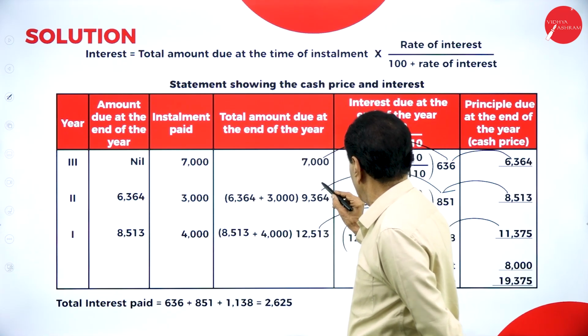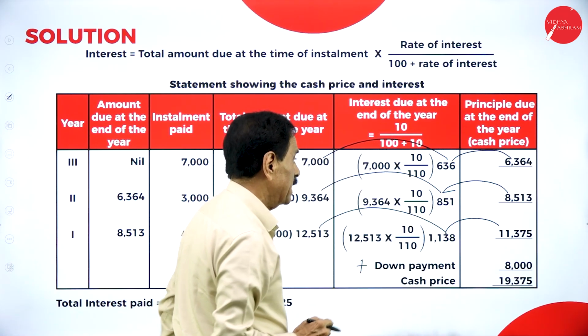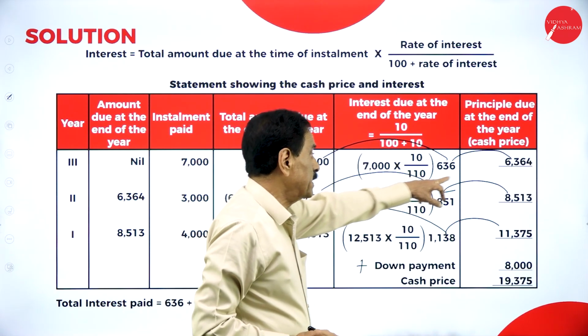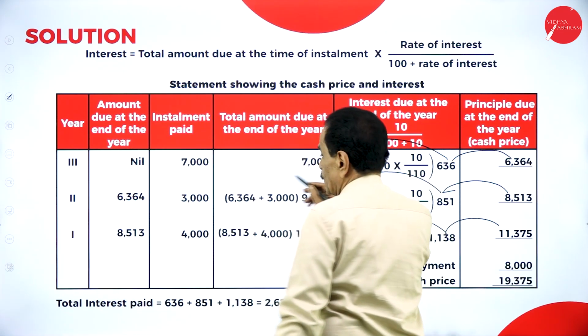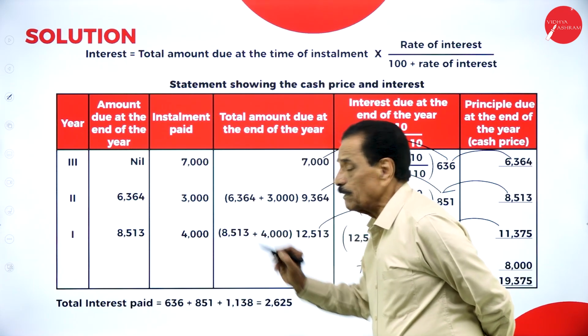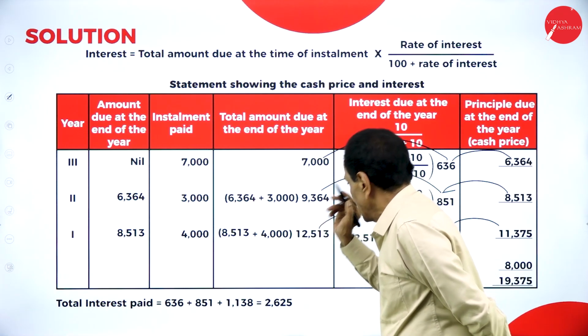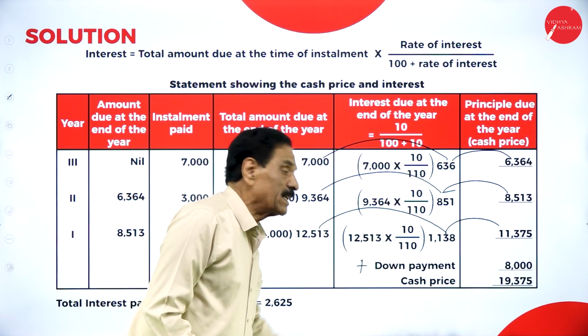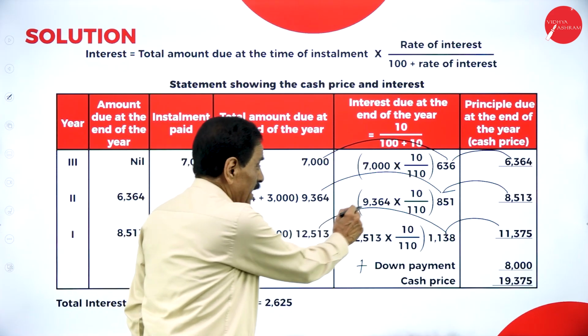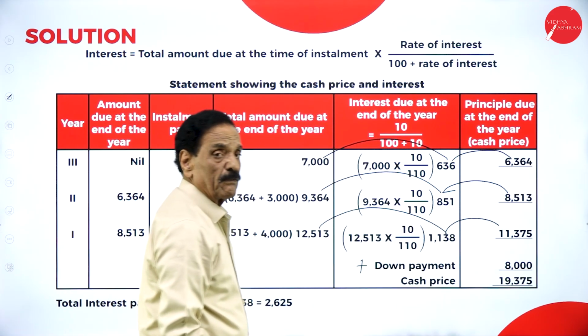7,000 at the end of the third year, 7,000, 10 by 110 is 636. If we deduct the 636, it becomes 6,364. Brought down 6,364. Installment paid 3,000. Add, it becomes 9,364. On 9,364, 10 by 110 is 851. Deduct 851, it becomes 8,513.